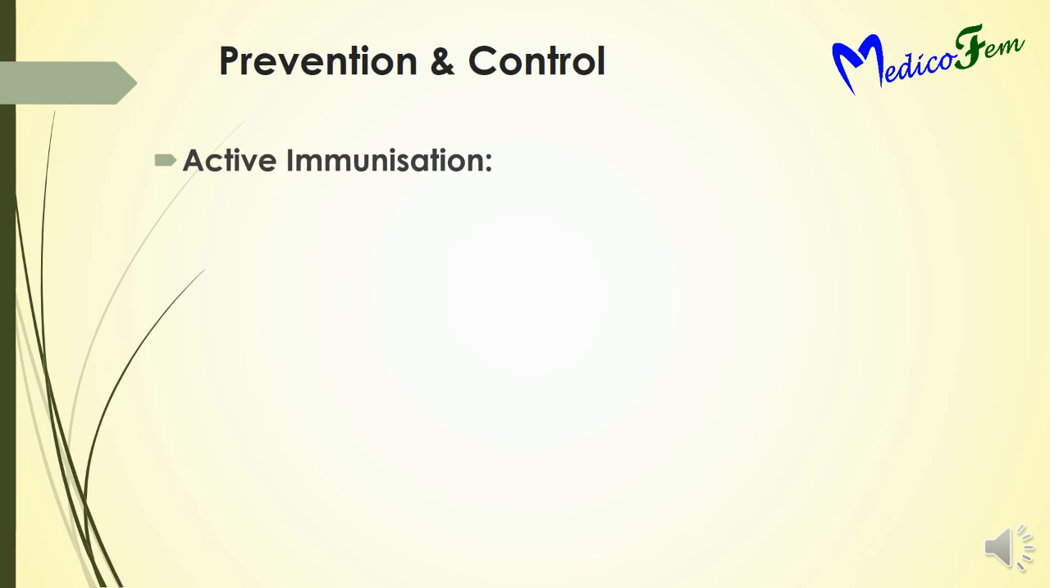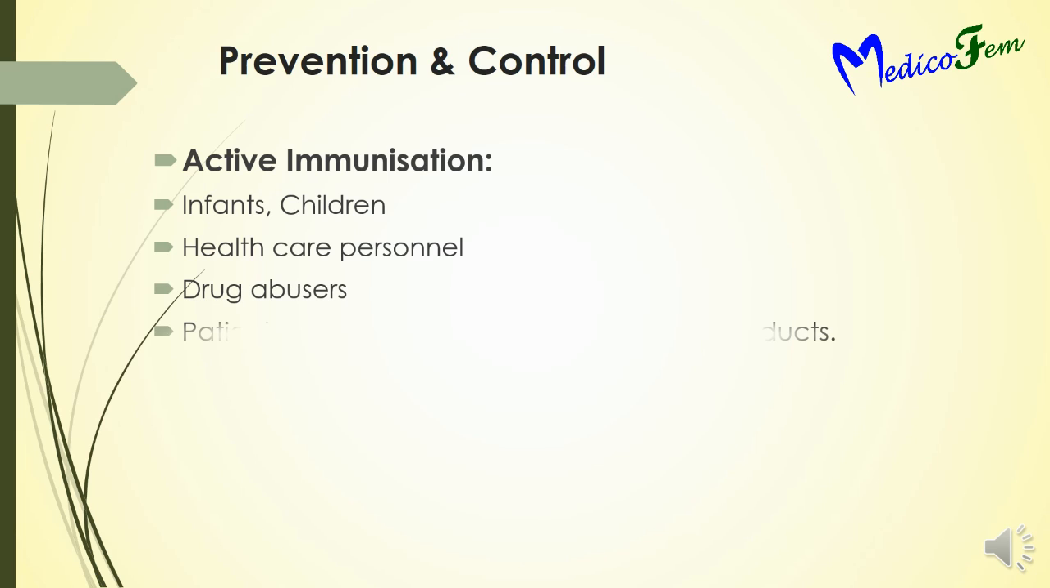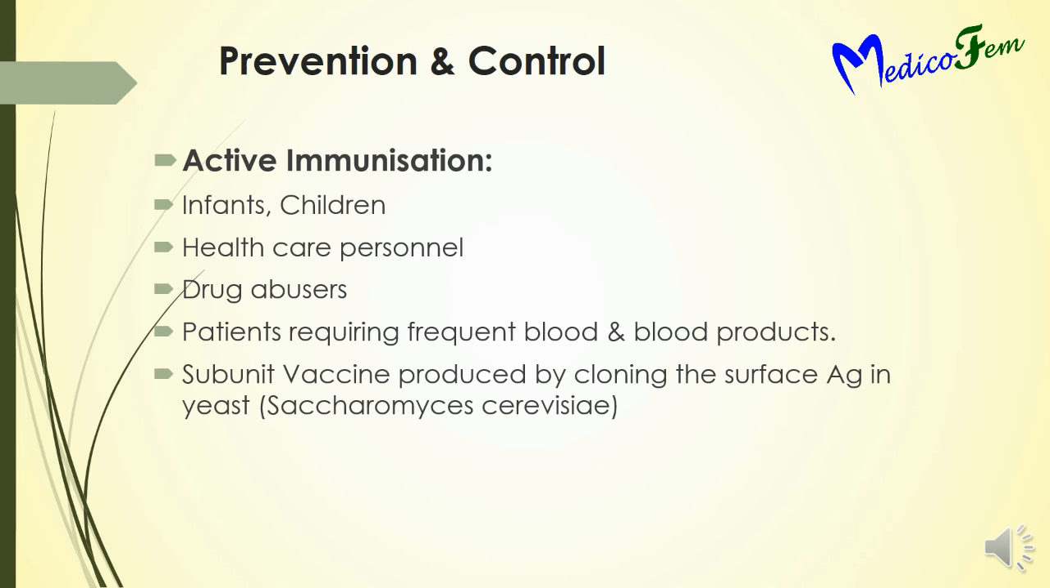Active immunization. It is recommended for infants and children, and also healthcare personnel, drug abusers, and patients requiring frequent blood and blood product transfusion. Active immunization is done by a subunit vaccine produced by cloning surface antigen in a yeast cell, that is, the recombinant vaccine. In adults and children, 3 doses of recombinant vaccine are given.